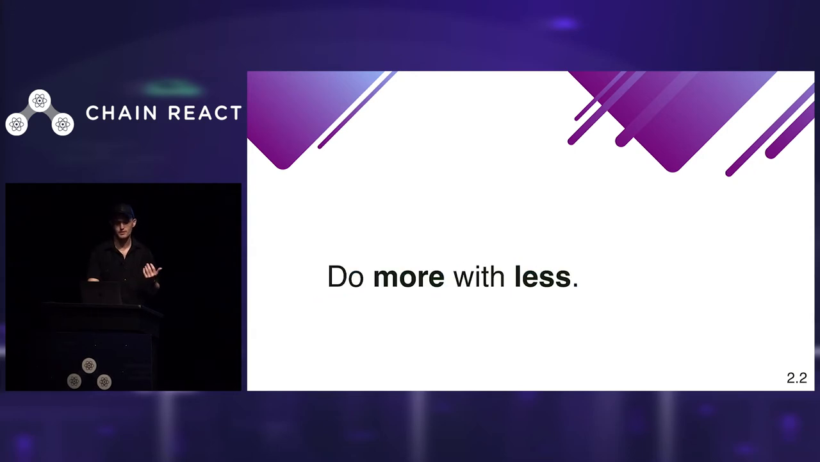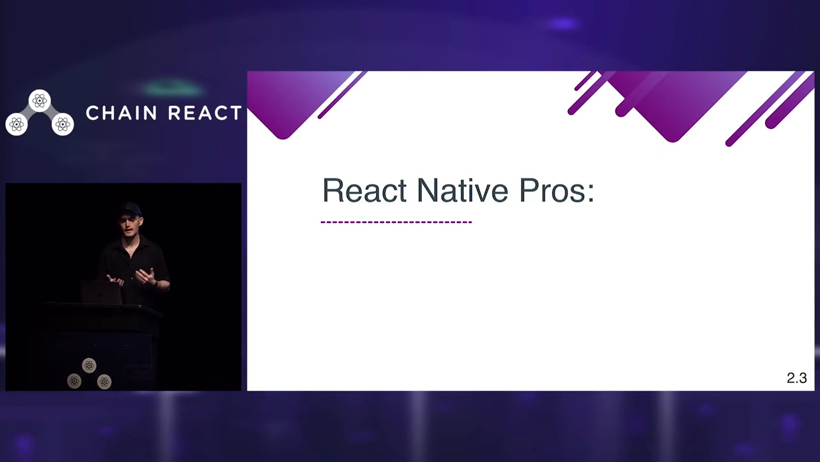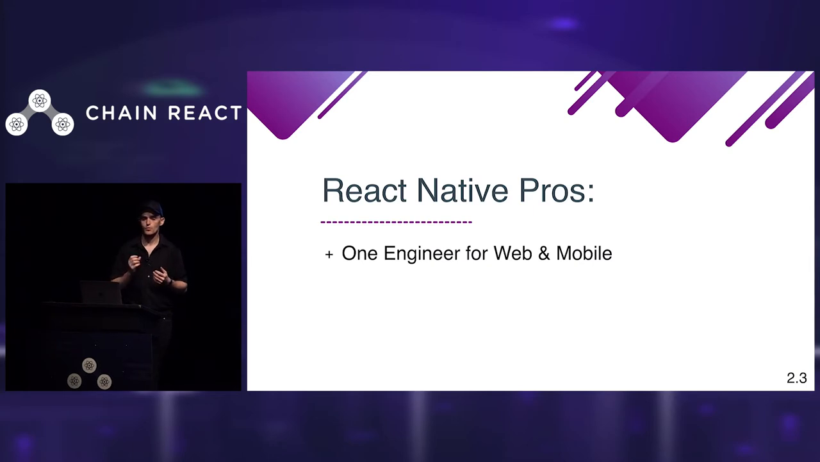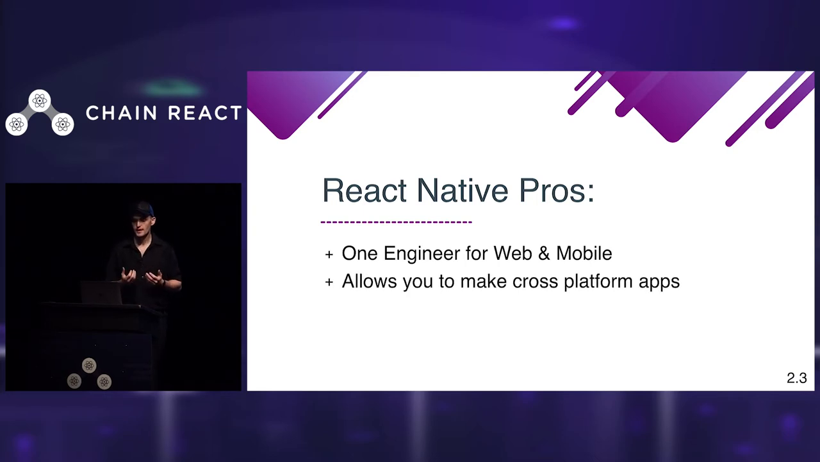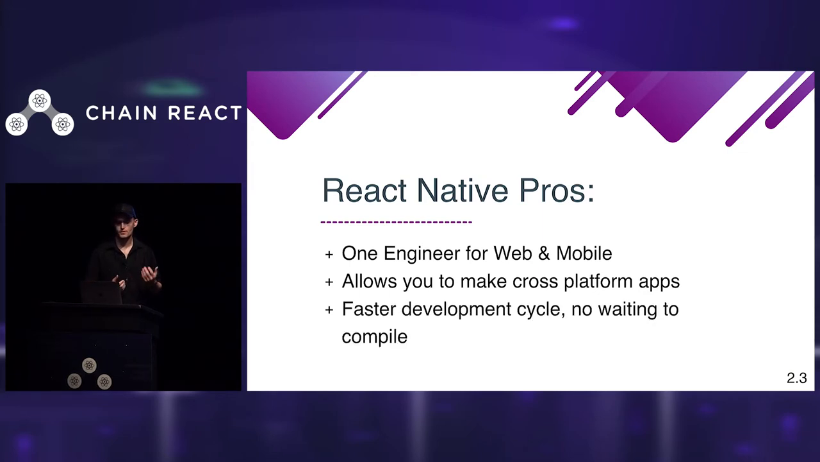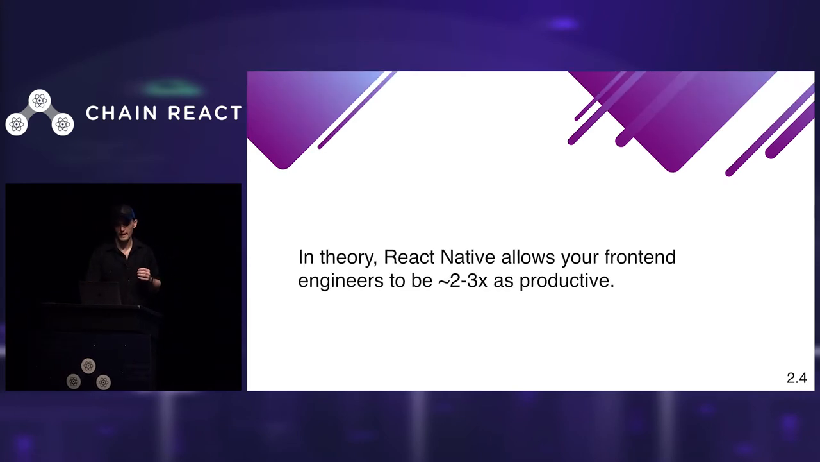If you were to sit down with this person and you were to write out from first principles the high-level pros of React Native, you might say the following. In theory, React Native allows you to have one engineer work on both your web and your mobile product. React Native allows you to make cross-platform apps. From one TypeScript, JavaScript, or Flow codebase, you can have an iOS and Android app that works roughly the same. React Native also allows you to have a faster development cycle. Unlike Native, you don't have to wait for your application to compile to see the changes that you've made. In theory, React Native allows your front-end engineers to be roughly 2 to 3 times as productive.